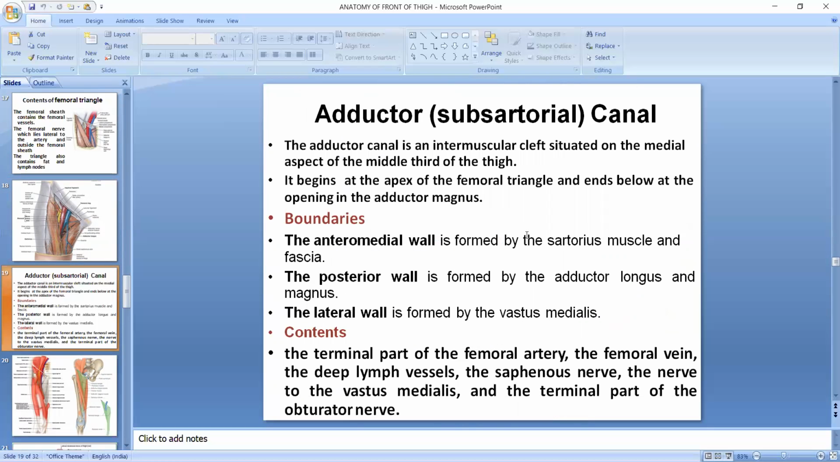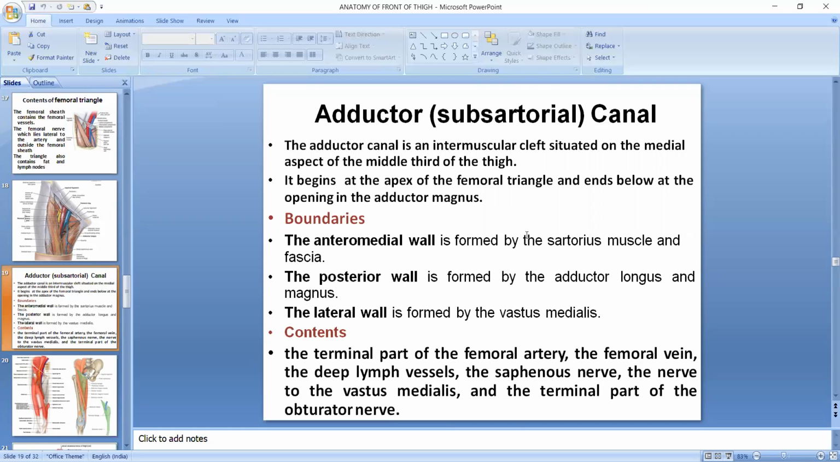Adductor canal. The adductor canal is an intermuscular cleft situated on the medial aspect of the middle third of the thigh. It begins at the apex of the femoral triangle and ends below at the opening in the adductor magnus.